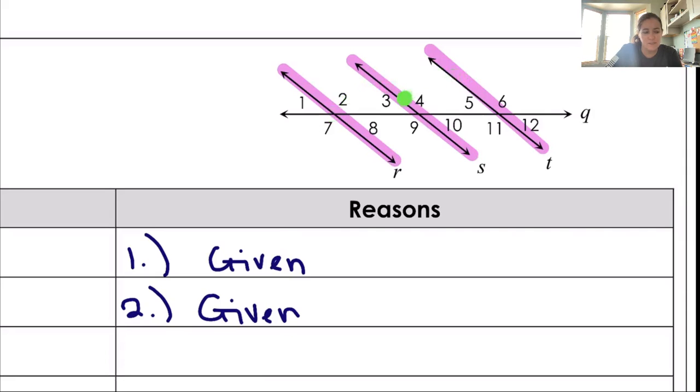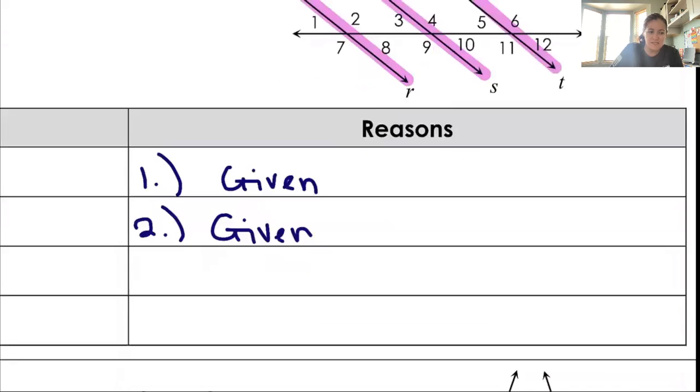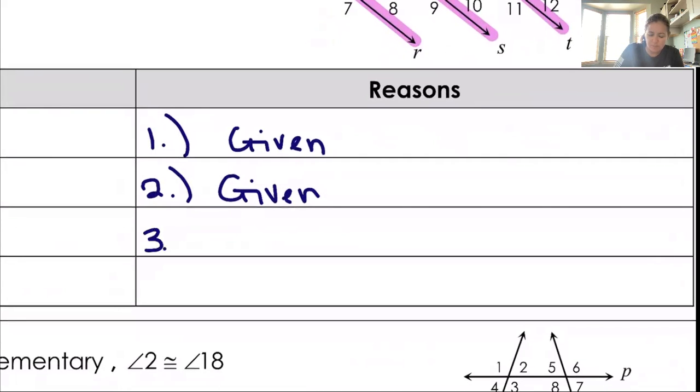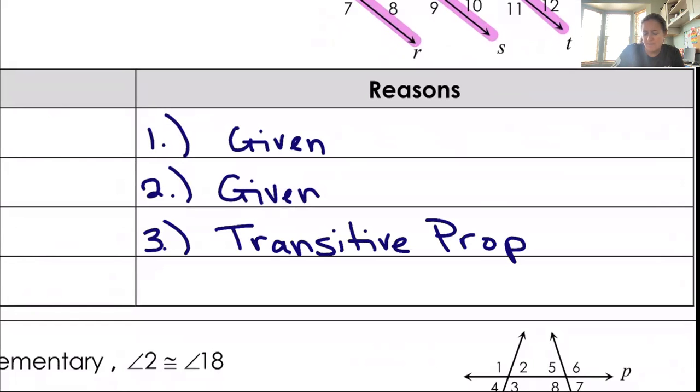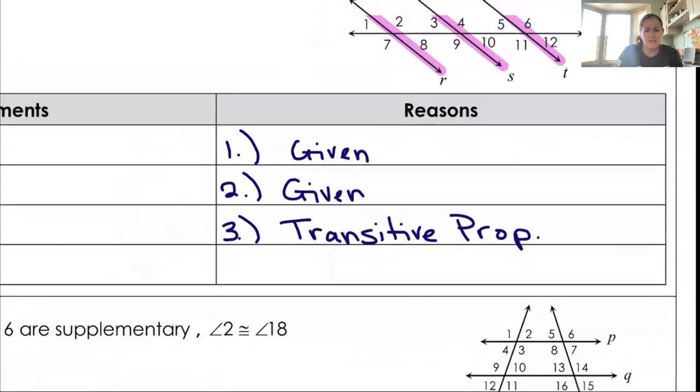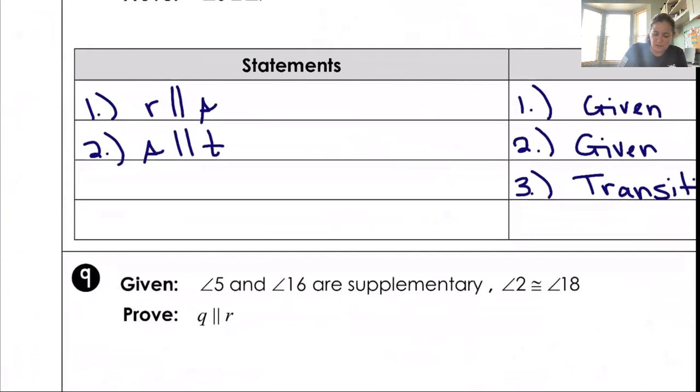If two lines are parallel to the same line, then they are parallel. Or you can just simply state it's the transitive property. Now, my answer key says transitive property for parallel lines. I don't know if you need to be quite that specific, but if you would like to, you can. And I'm just going to write R is parallel to T.